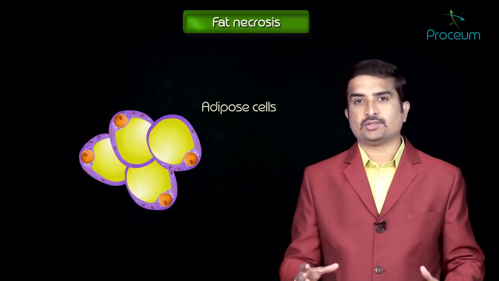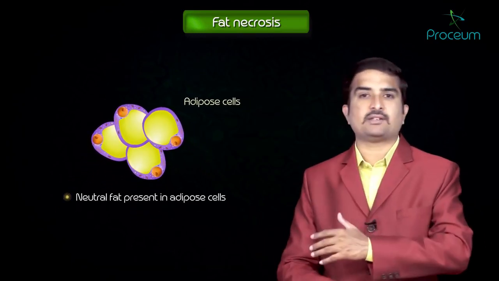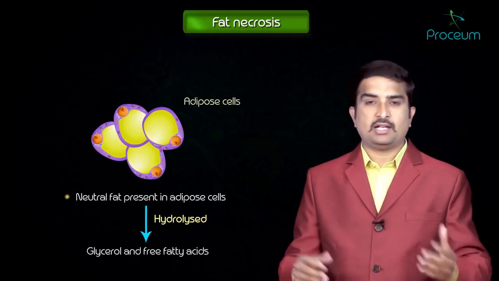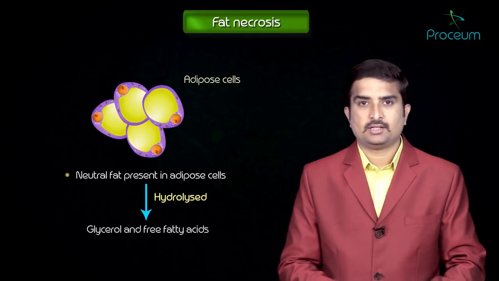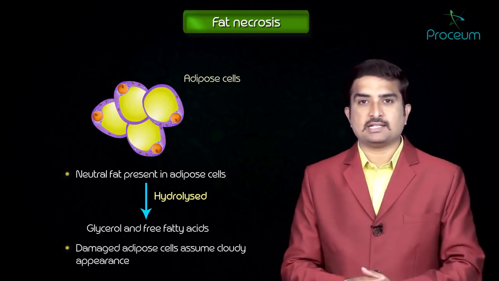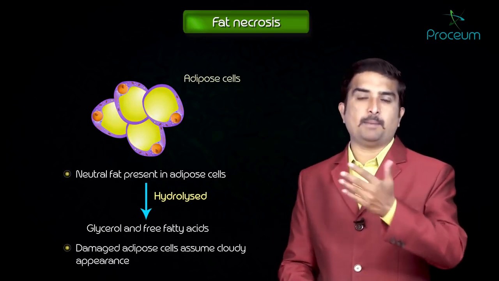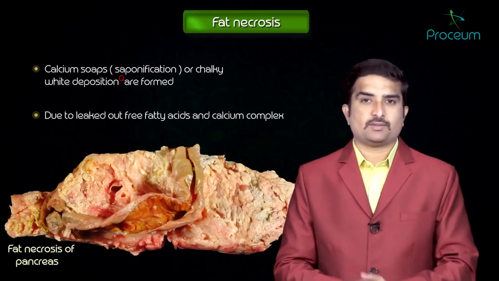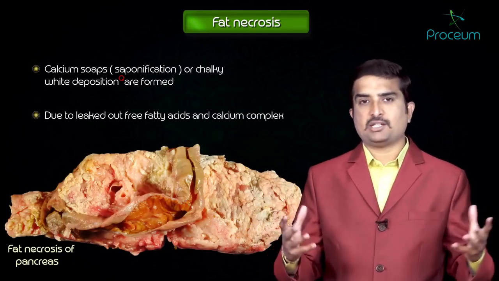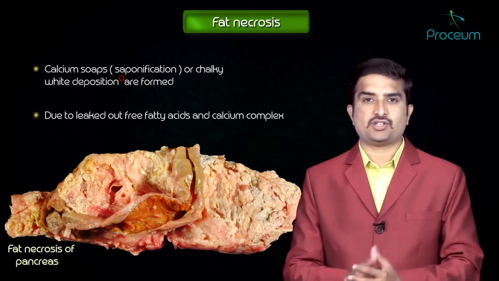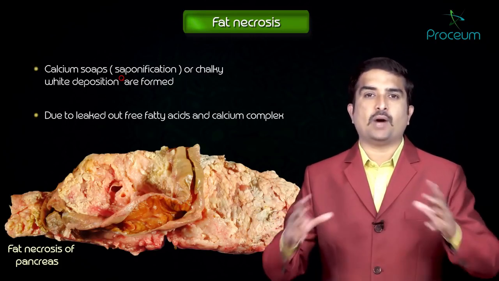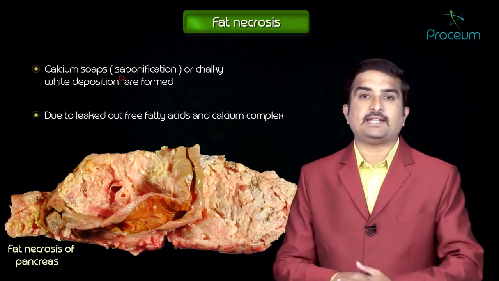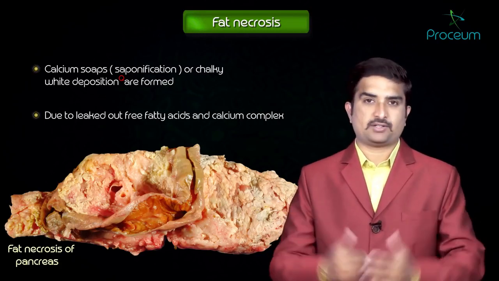In fat necrosis, neutral fat present in the adipose cells is hydrolyzed into glycerol and free fatty acids, and the damaged adipose cells assume a cloudy appearance. Now what about calcium soap formation? The formation of calcium soaps is called saponification, or chalky white deposition, which is formed from leaked out free fatty acids and calcium complex.